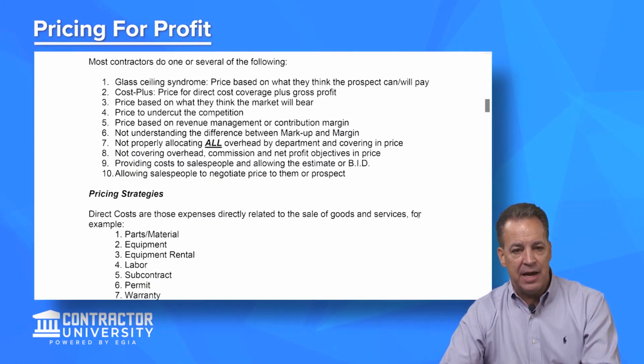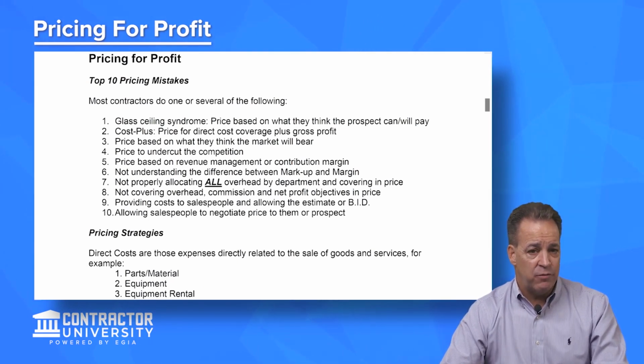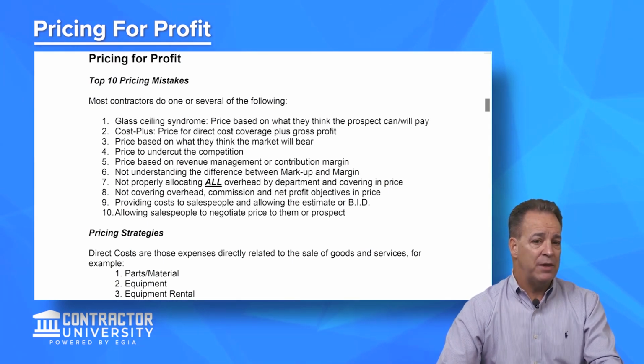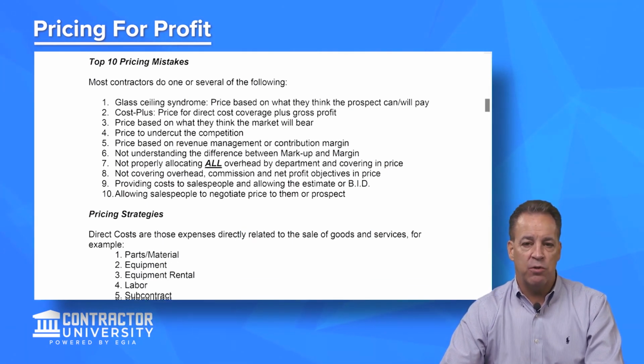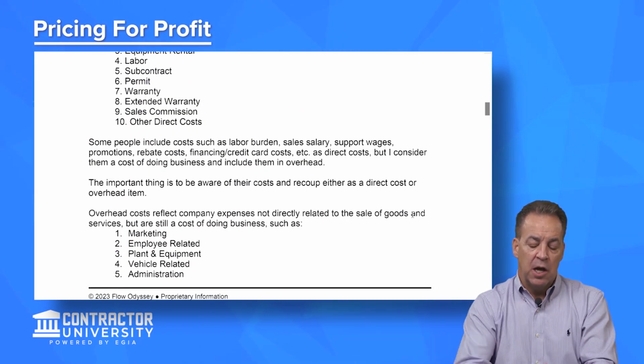And then understanding that you need to price for profit. There are some mistakes that most contractors make, and I want to make sure I call those to your attention so that you and your people don't make those mistakes. But then we want to make sure that our pricing strategy does embrace covering all our cost of goods, direct cost of goods.